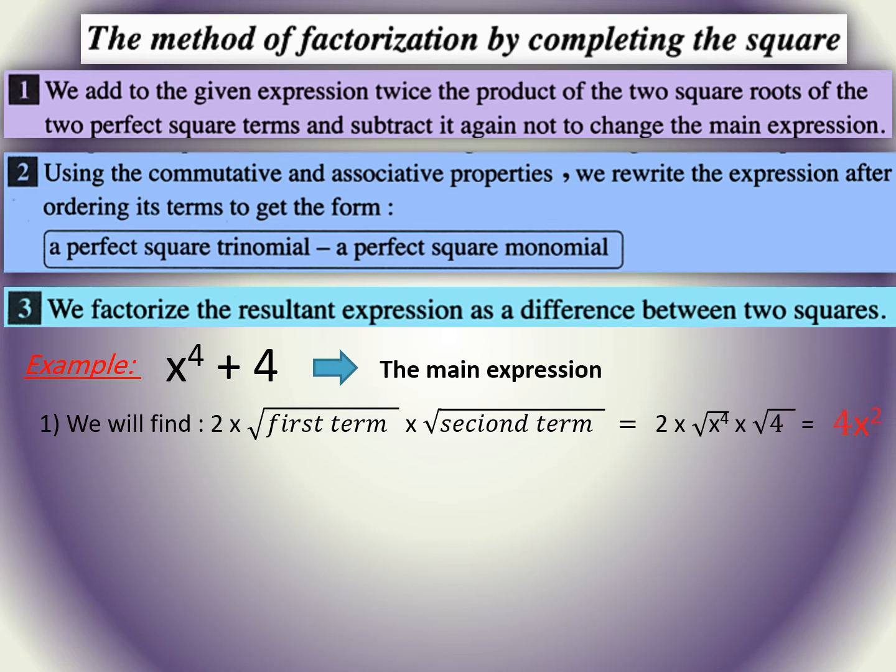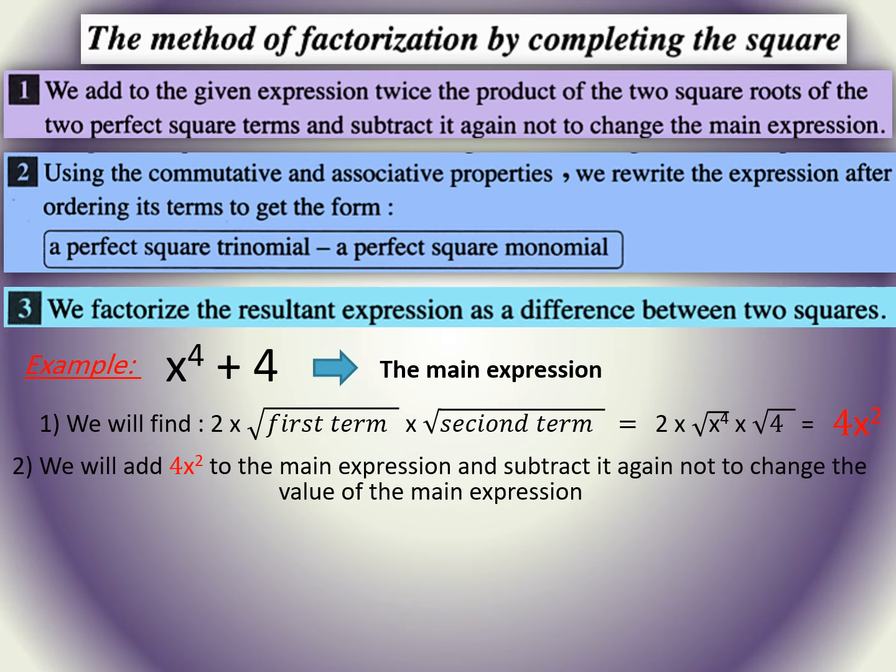So equals 2 times the square root of x power 4 times the square root of 4. The square root of x power 4 is x power 2. The square root of 4 equals 2. Then equals 2 times 2 times x power 2 equals 4x power 2. We will add 4x power 2 and we will subtract it from the main expression, not to change the value of the main expression.